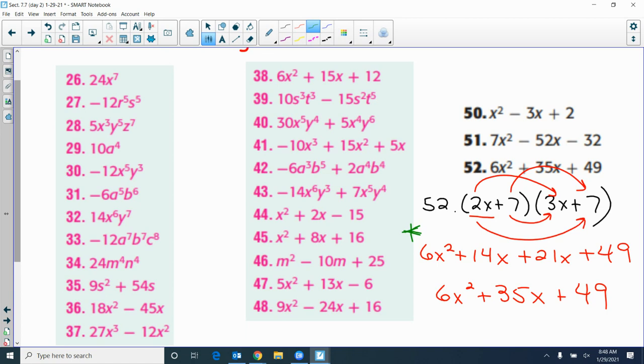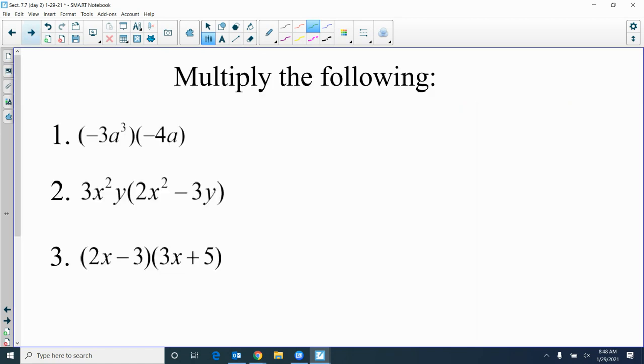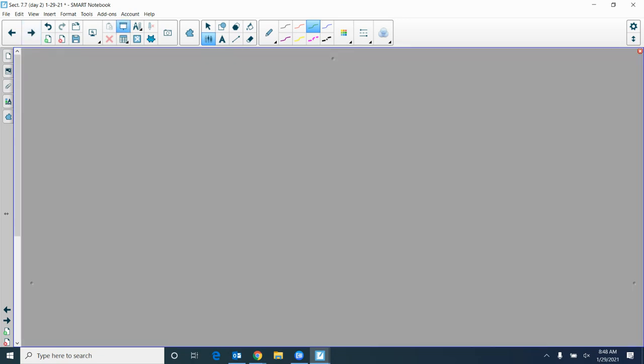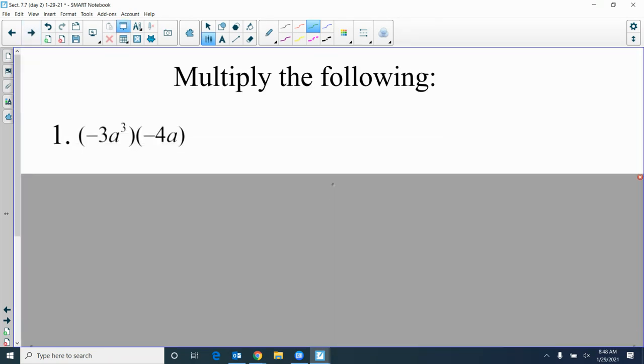Now we just have to go through a couple here, review a little bit. So there are no guided notes. Just keep it in your notebook, that's fine. We're just going to do a few, but we're going to review what we did yesterday. Now, what do I do for this one here? Negative 3a cubed times negative 4a.